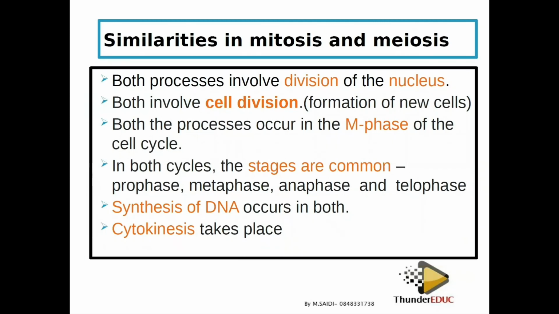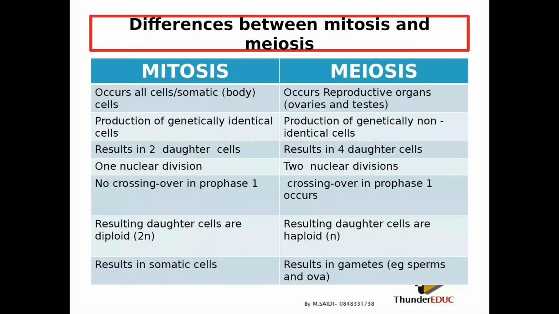Similarities in mitosis and meiosis. Both processes involve division of the nucleus. Both involve cell division, that is formation of new cells. Both processes occur in the M phase of the cell cycle, that is before the cell divides. In both, the stages are common, that is prophase, metaphase, anaphase, and telophase. The synthesis of DNA occurs in both. Cytokinesis takes place in both.